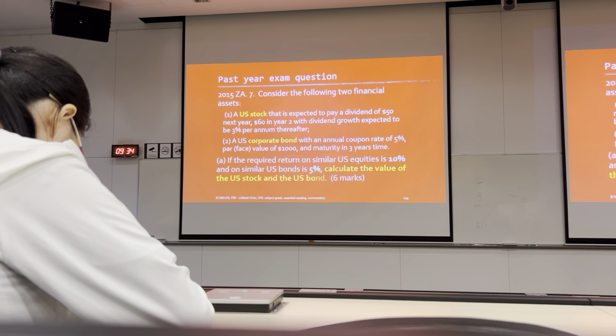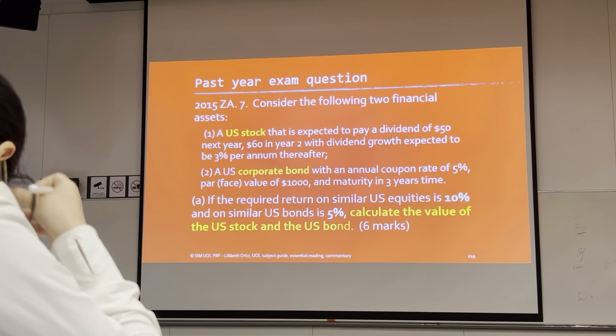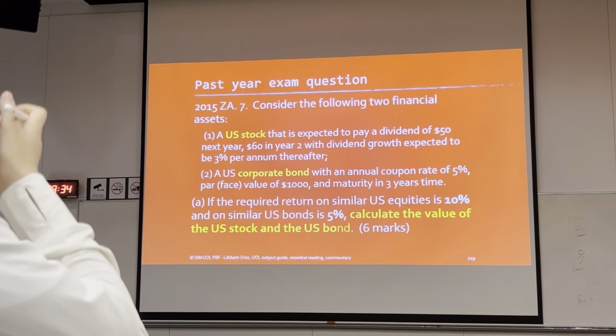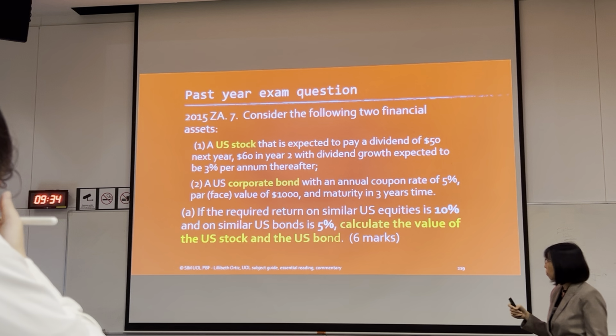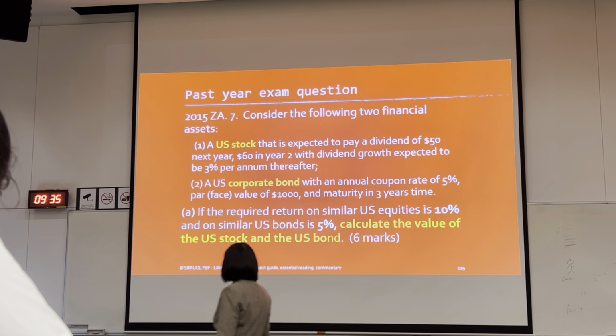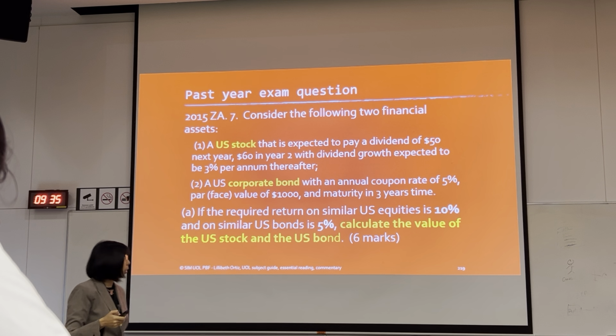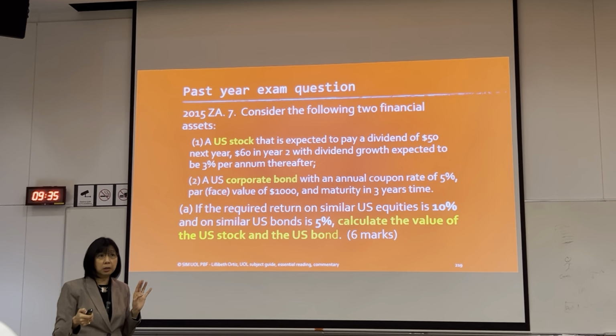For the bond, of course, you're given a coupon rate, which means you receive those coupon amounts. It's a percentage of the face value. Then calculate the value of the stock and the bond. You're also given different required returns, which is just another way of saying this is your discount rate.